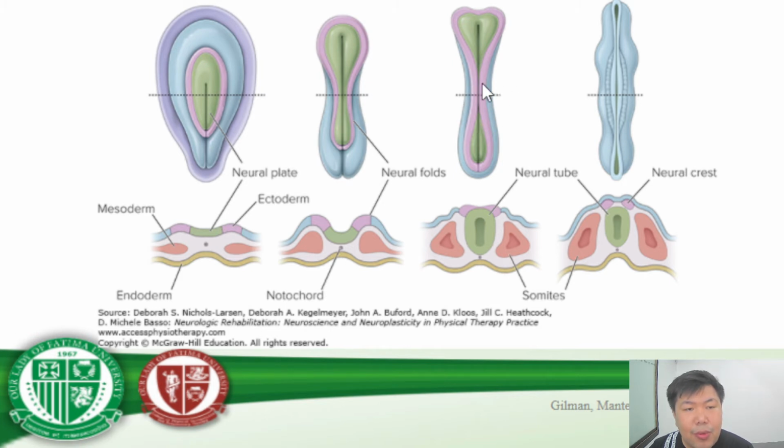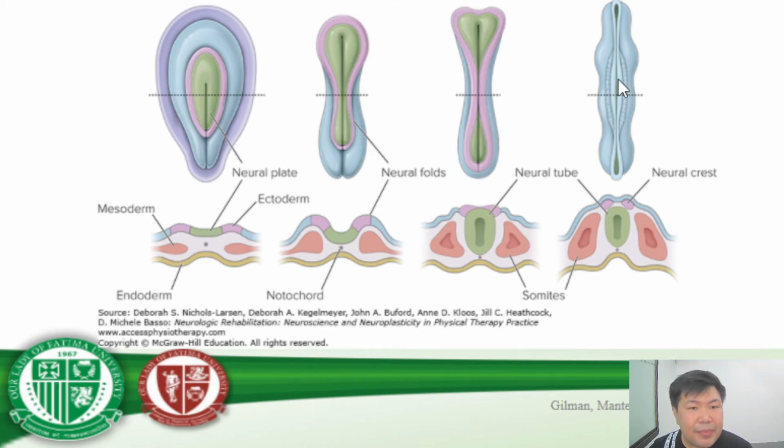Okay? So, once it meets in the middle at the cervical level, it will leave an opening on top and an opening at the bottom. The opening on top is called rostral neuropore. Okay? While the opening at the bottom is called caudal neuropore. Again, rostral means at the nose end, while caudal means at the tail end. So top, no, or nose end, and then tail or bottom end.